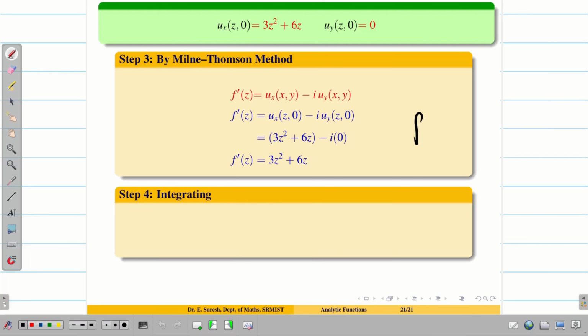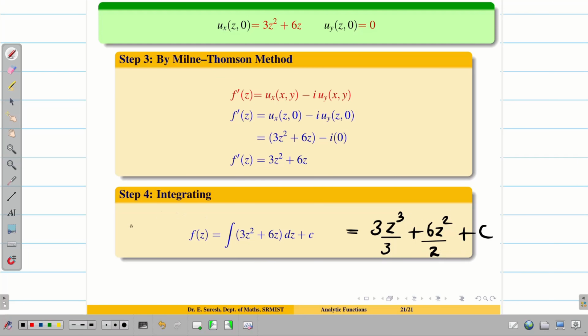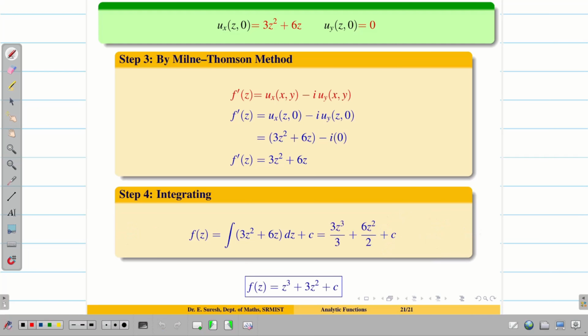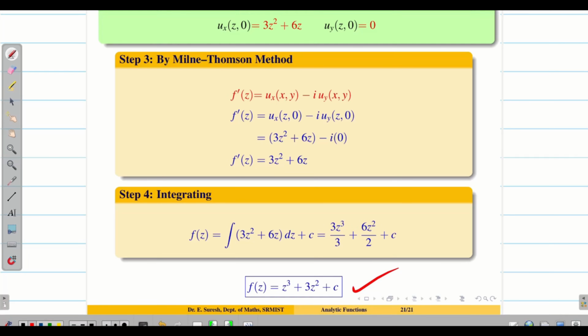Step 4, to find the analytic function f of z, I want to integrate on both sides. Integrating on both sides, we get 3z cube by 3 plus 6z square by 2 plus c on the right hand side. On the left hand side, we get f of z. Cancelling these terms, we can write f of z is z cube plus 3z square plus c, which is the required analytic function. Hope you understand, students.